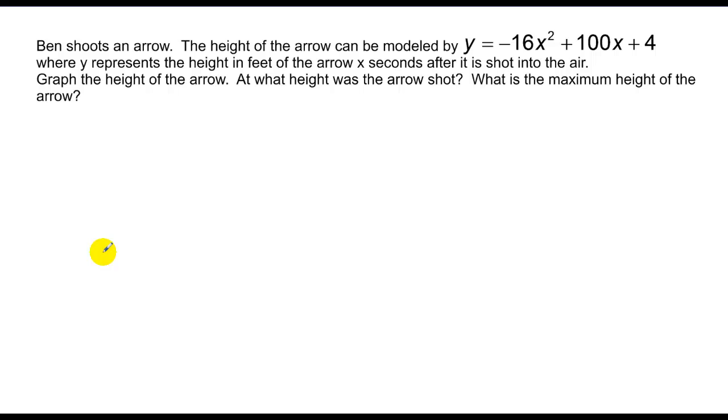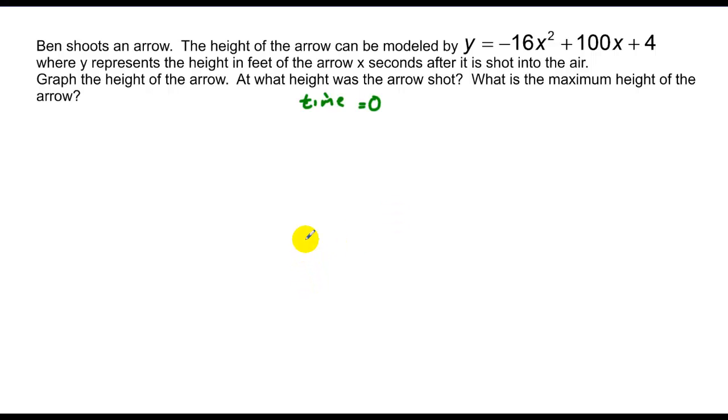So let's hit a word problem. We've got a kid shooting an arrow up in the air. Height of the arrow is modeled by this equation. We know that y represents the height in feet, x seconds after it's shot into the air, and we want to graph this, and we want to find out at what height was the arrow shot. So basically that's at time 0. And what's the maximum height?